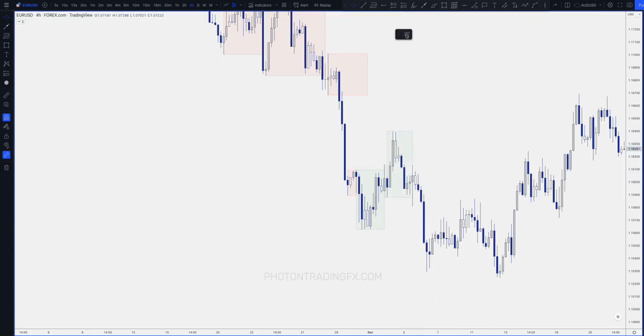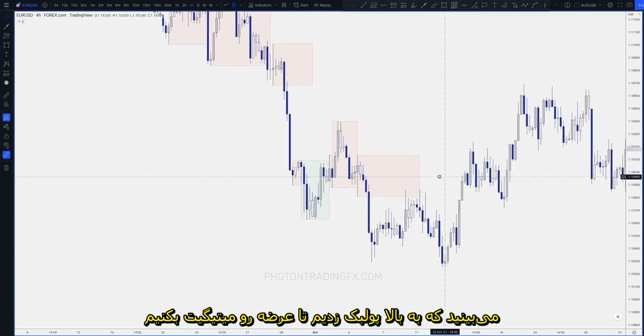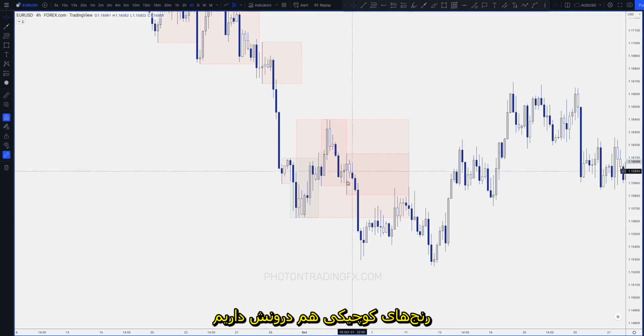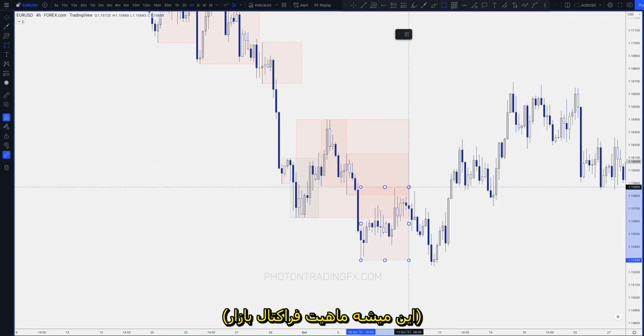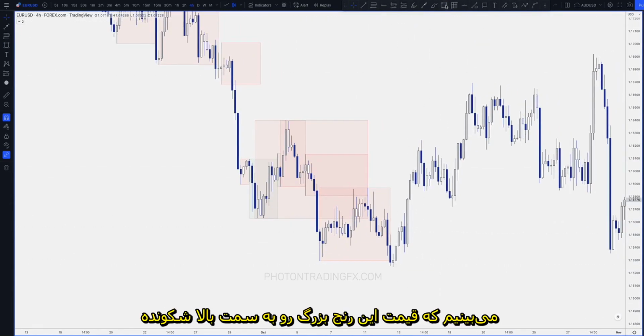Get a bit quicker at drawing this. And then again, we pull back up to mitigate that supply. And you can see the larger range, right? From the low to this high, you see how that was just one larger range for price to mitigate. But you've got those smaller ranges within there. This is where the fractal nature comes in. And you've got this larger range as price breaks out. But then price breaks out of that larger range to the upside.